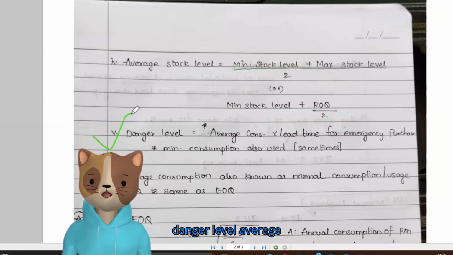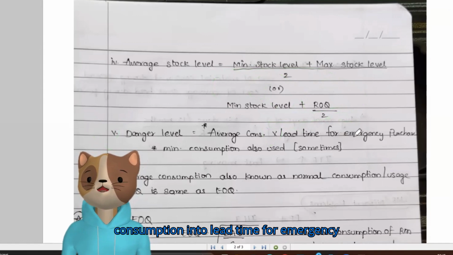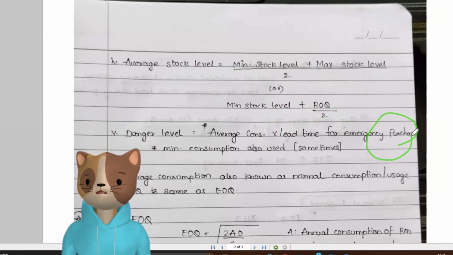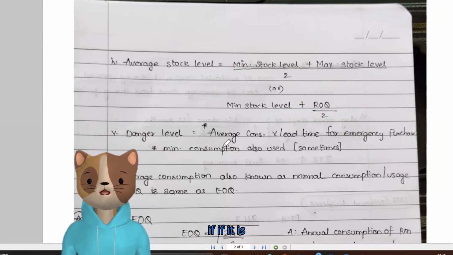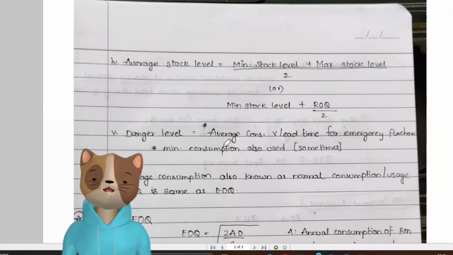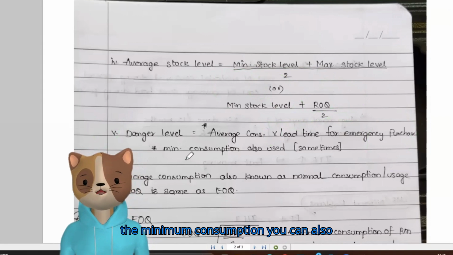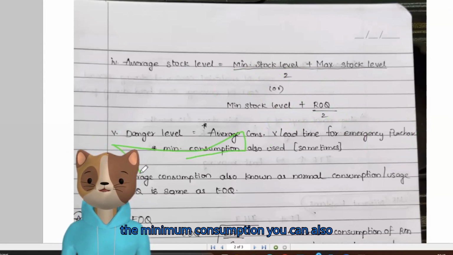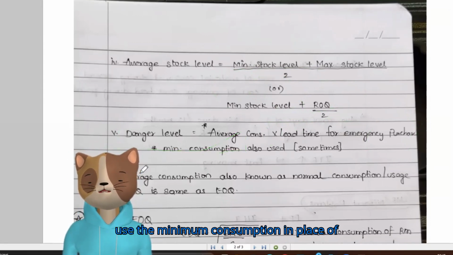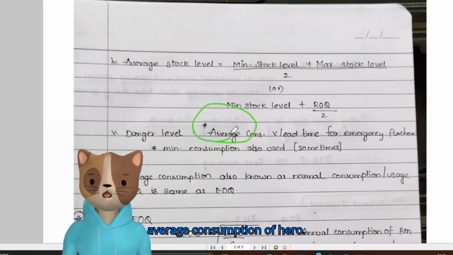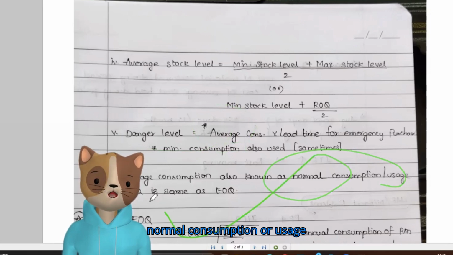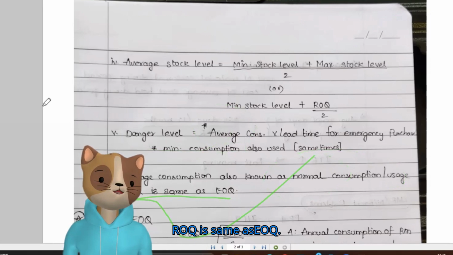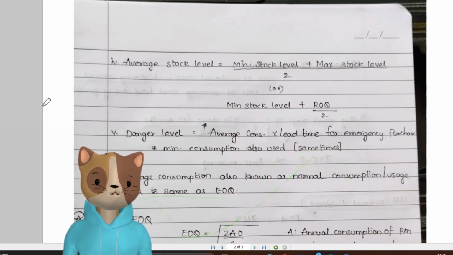Last, danger level: average consumption into lead time for emergency purchase. In some questions, if they have given only the minimum consumption, you can also use the minimum consumption in place of average consumption here. Next, average consumption is also known as normal consumption or usage. ROQ is same as EOQ.